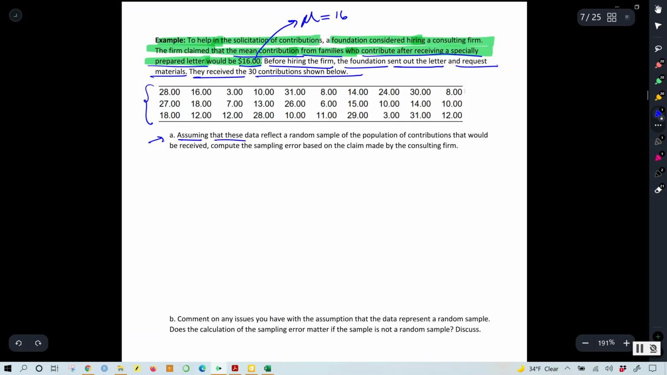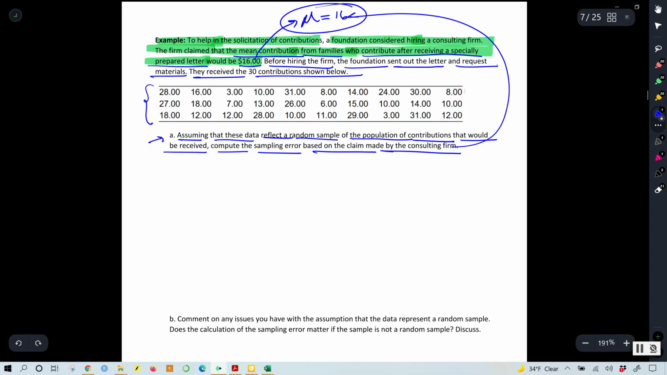Let's assume that this data reflect a random sample of the population of contributions that would be received. Compute the sampling error based on the claim made by the consulting firm. The claim made by the consulting firm was that in general, the population mean is 16, whereas this is the sample data, or sample contributions, collected by this firm. So what will be the sampling error?